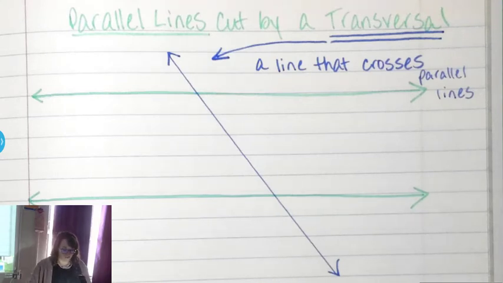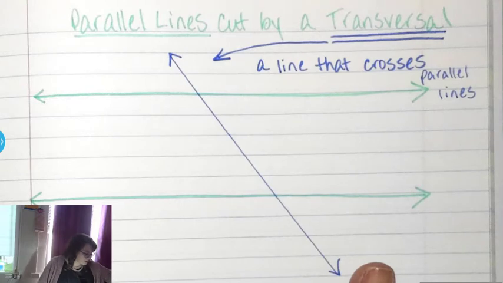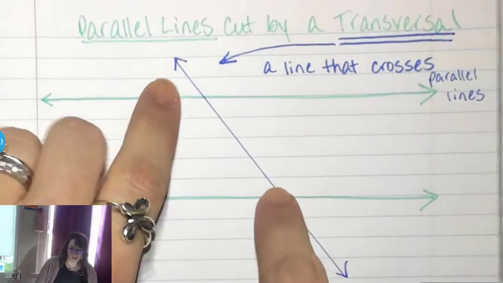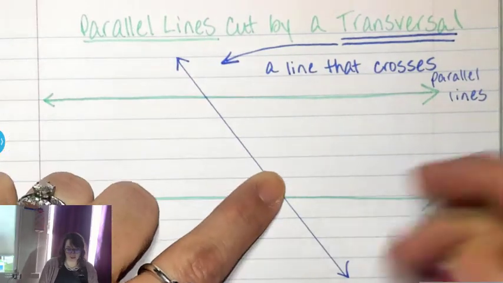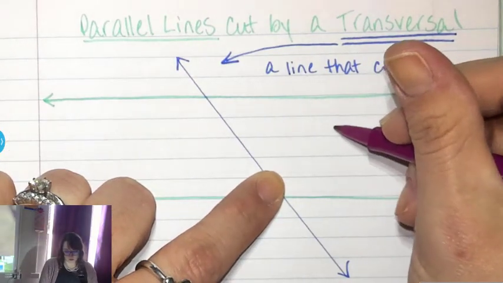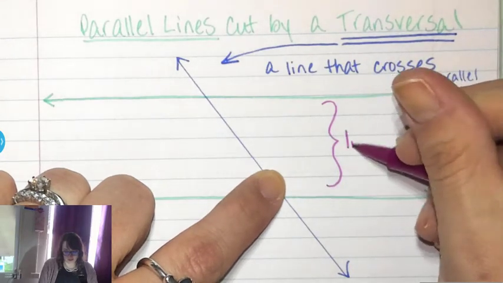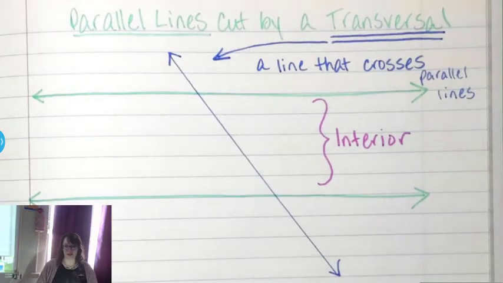All right. Now, when we talk about this situation, there are some rules that when you think about it, probably just kind of make sense. One rule is that in between the lines is called the interior. So this space is called the interior. It's inside the lines. Interior.